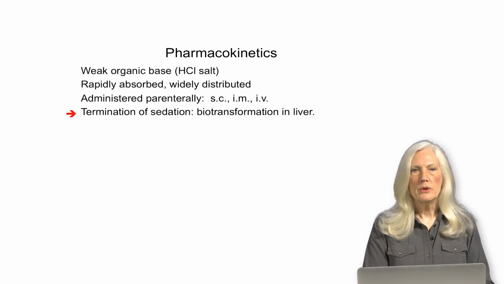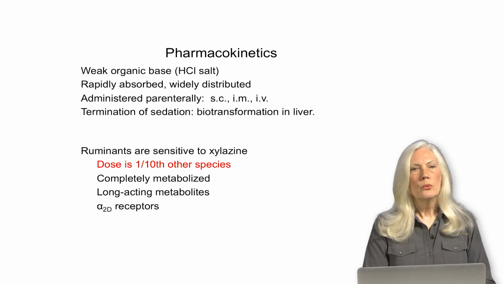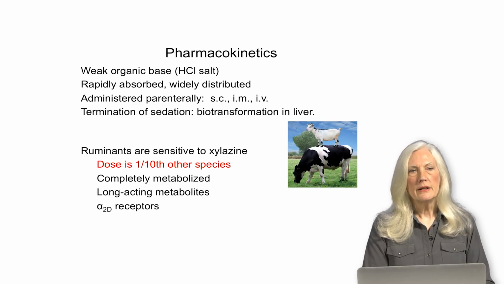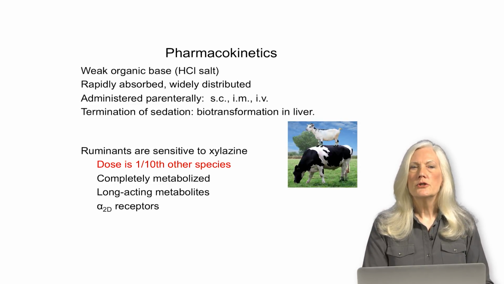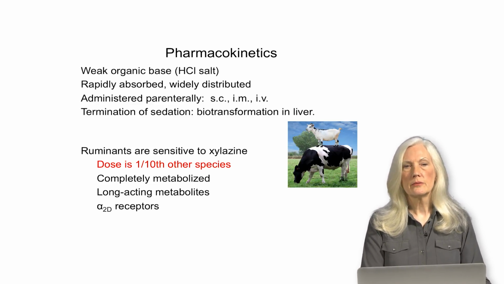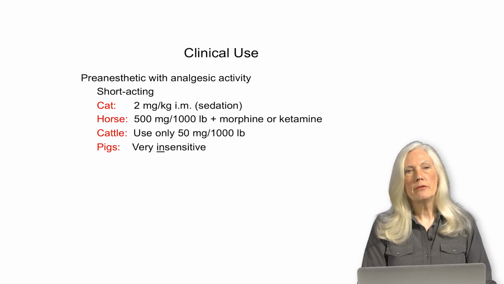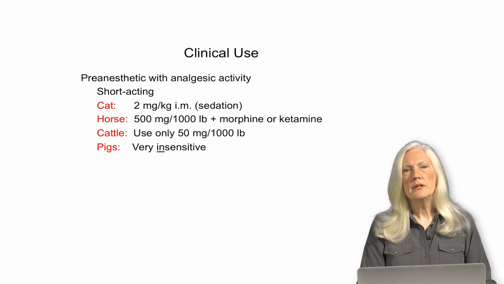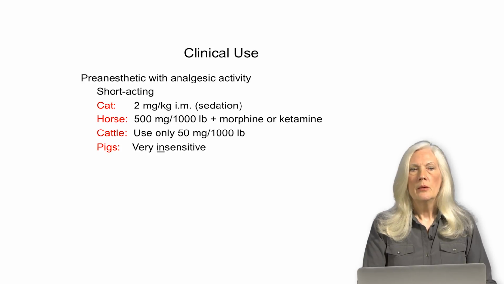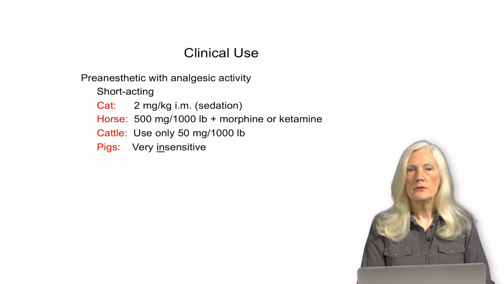One notable caution regarding species is that ruminants are not only more likely to develop hyperglycemia, they're generally more sensitive to all aspects of these compounds. The dose to use in ruminants is only about 1/10 that of other large animals. Xylazines are good pre-anesthetic compounds in the cat, horse, and cattle because they provide some analgesic activity, but these effects are very short-acting. Pigs are relatively insensitive to the sedative effect of xylazine.